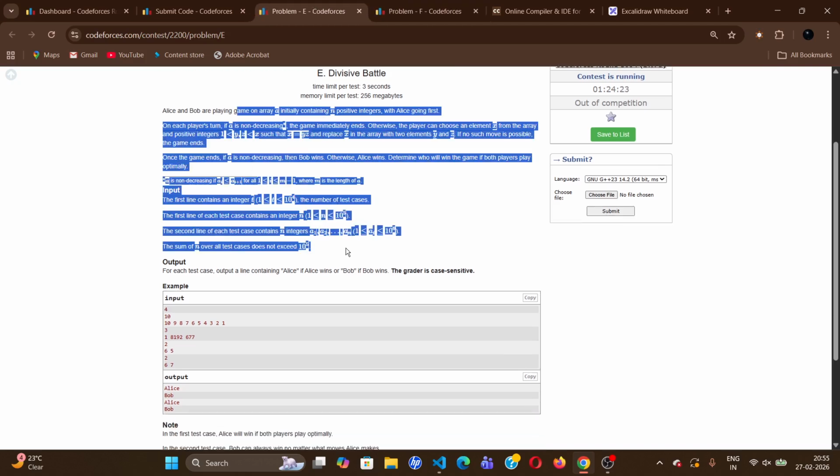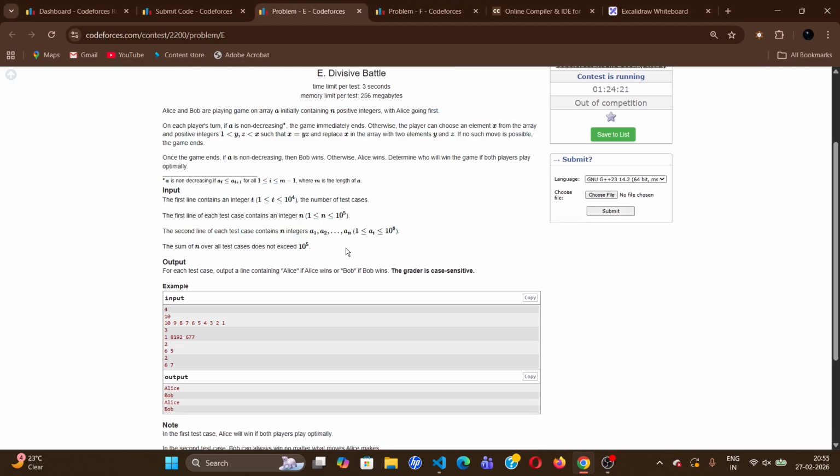Alice and Bob are playing a game on array initially containing n positive integers, with Alice going first. On each player's turn, if A is non-decreasing, the game immediately ends. Otherwise, the player can choose an element x from the array, and positive integers y and z such that x equals yz.